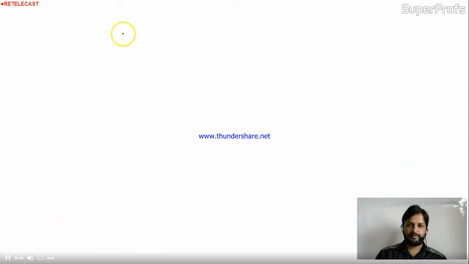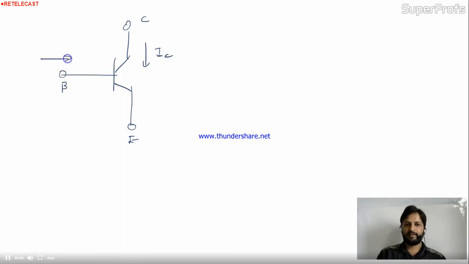The question is given as a simple BJT, base, emitter and collector. In the collector the current is IC. In the base the current is definitely IB. Is it okay? And beta DC is nothing but the current gain, as you know, because beta DC is nothing but IC by IB. Output is IC, input is IB, right? This is current gain, as you know.